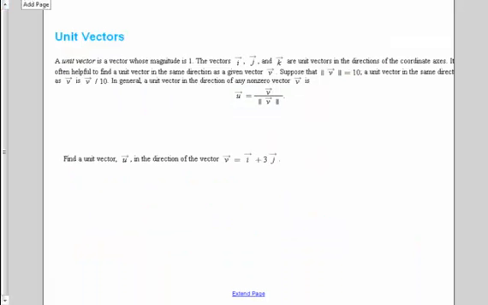Okay, we mentioned unit vectors in the last video. So again, the unit vector is a vector whose magnitude is 1, and i and j and k are the special vectors because they're unit vectors in the direction of the coordinate axes. They're in the directions of x, y, and z. But you can have a unit vector in any direction. The key for a unit vector is just the definition that the magnitude is 1.